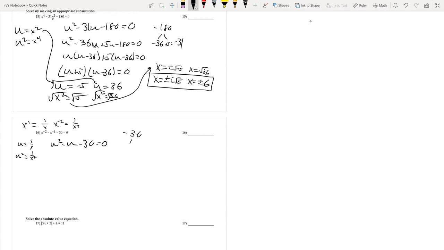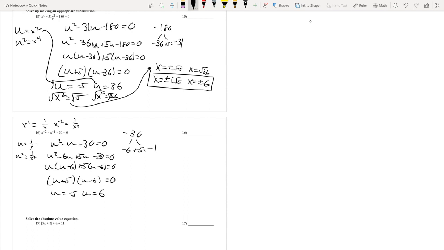Something that multiplies to negative 30 that adds to negative 1. That's going to be negative 6 and 5. So I get u squared minus 6u plus 5u minus 30 is equal to 0. Pulling out a u on the left, I get u minus 6. Pulling out a 5, I also get u minus 6. So u plus 5 times u minus 6 is equal to 0. That tells me that u is equal to negative 5 and u is equal to 6.